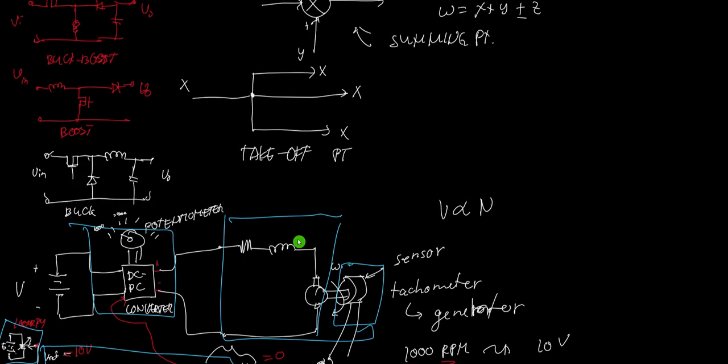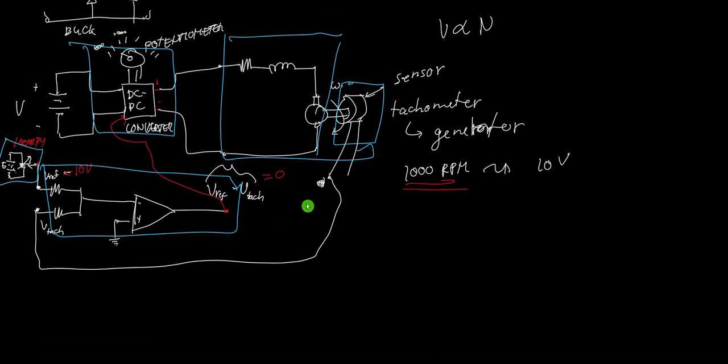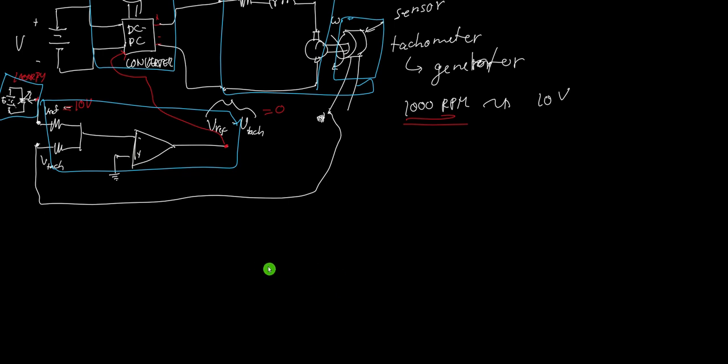Now, to simplify this complicated circuit, we need to draw its block diagram. So how do we do that? How do we draw the block diagram? First, what do we want to control? We need to control the DC motor. So this is the DC motor, and this is the transfer function of the DC motor.